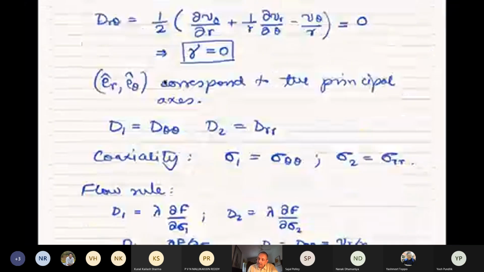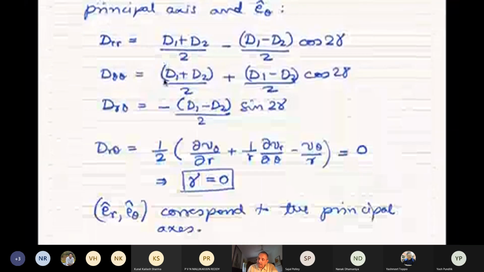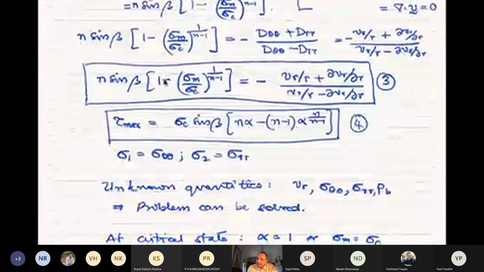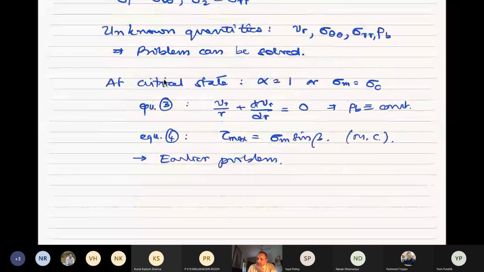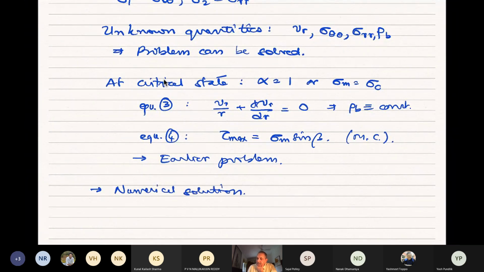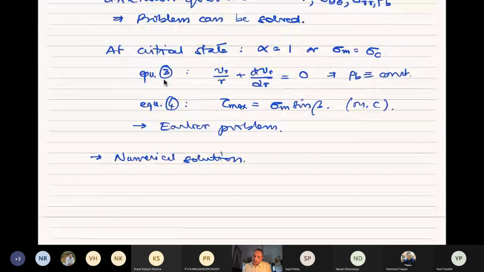But supposing it is not at the critical state, then we have to solve these 4 equations simultaneously, and we should be able to get a solution, but you need a numerical solution to this. So we will just stop at this stage and assume that if we need to, we can get a numerical solution.